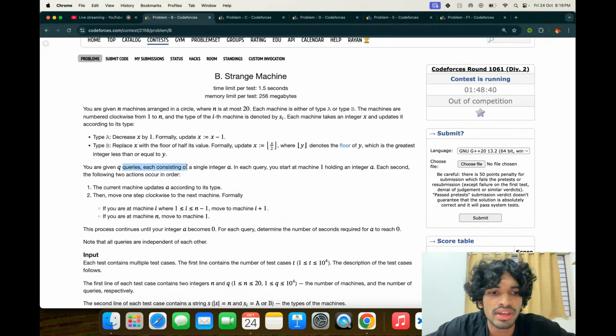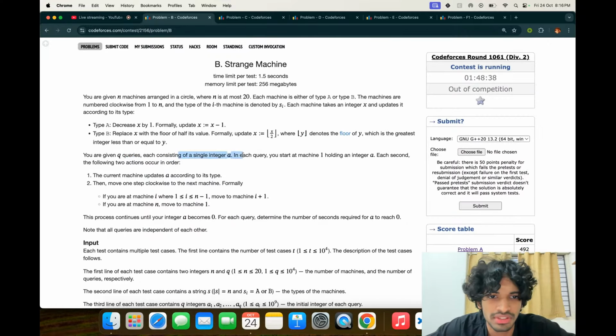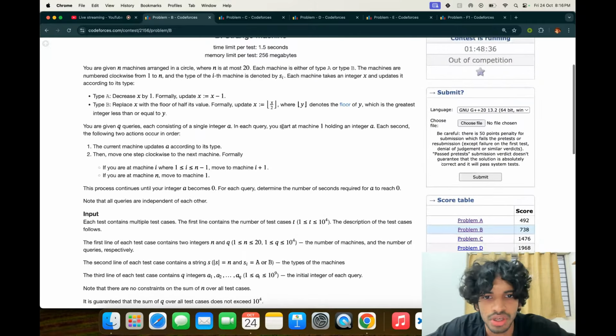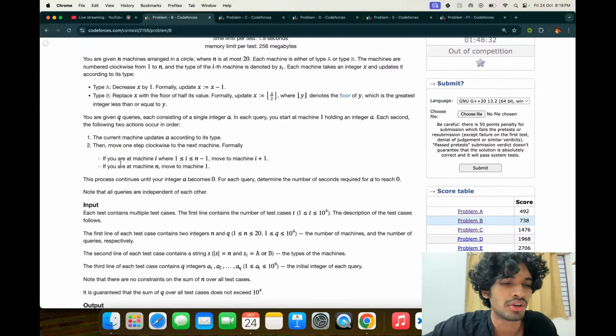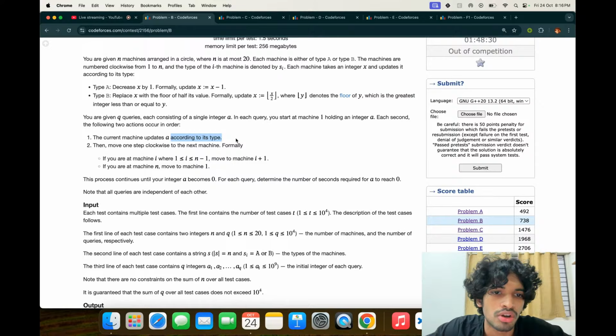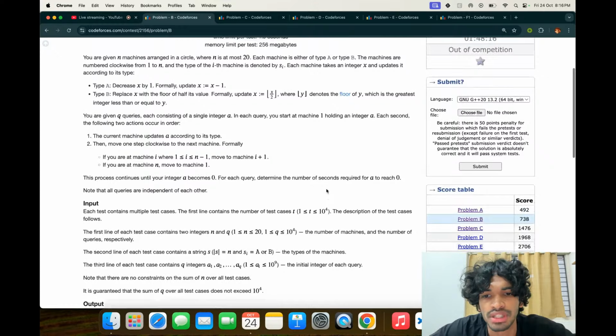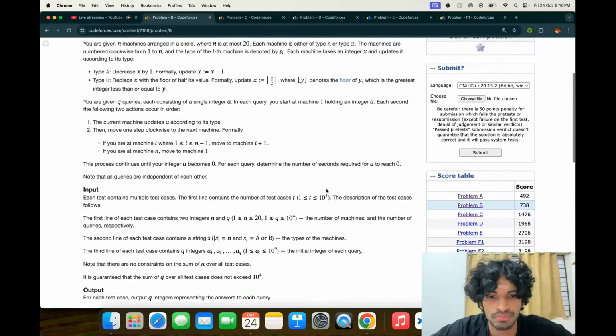You're given q queries, each consisting of a single integer a. In each query, you start at machine 1 holding an integer a. For each second, the following two actions occur in order. The current machine updates a according to its type, then you move one step clockwise to the next machine. Formally, if you're at machine i, you go to i plus 1. If you're at n, you come back to the first. This process continues until a becomes 0. For each query, determine the number of seconds required for a to reach 0.